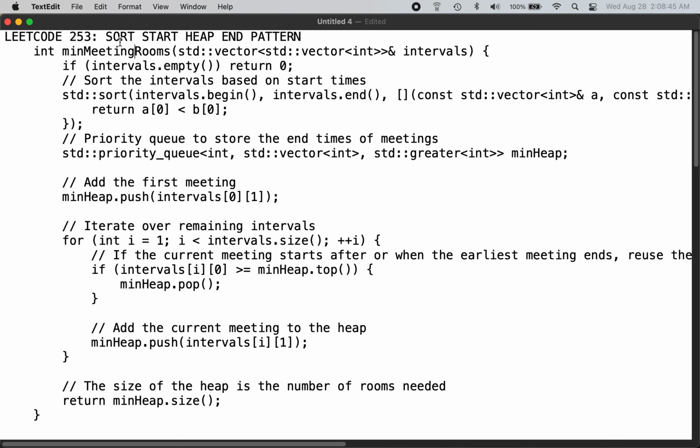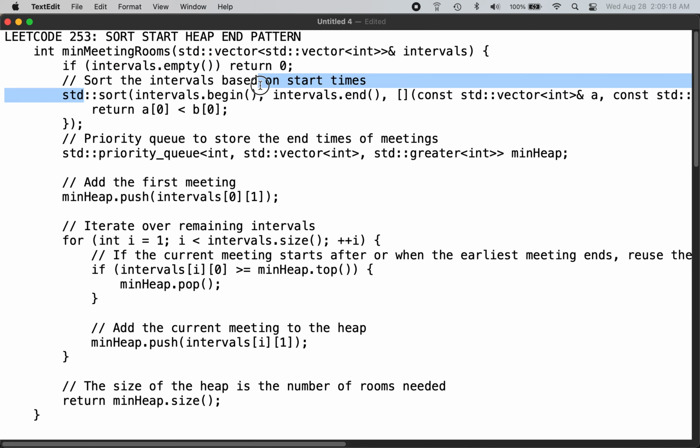I call this the sort start times and then min-heap for end times pattern. I know no pattern will help you remember the solution, but at least this will help a bit, I hope. So now let us run through the code. If the intervals are empty, then you don't need any rooms.